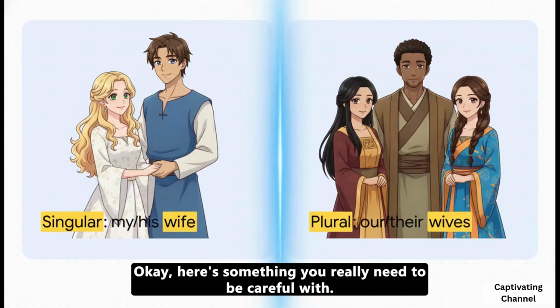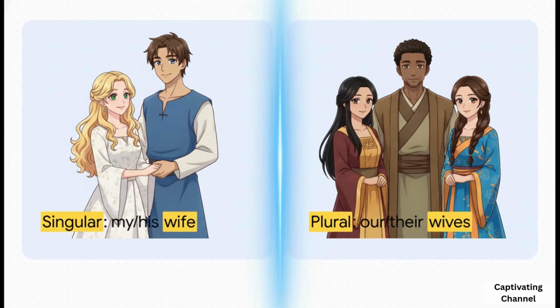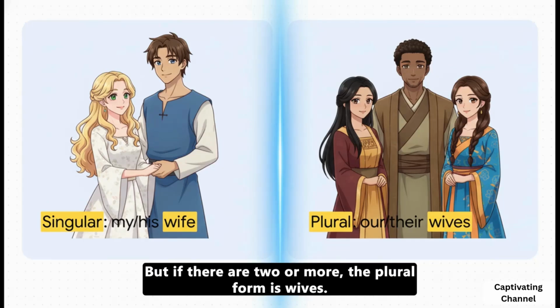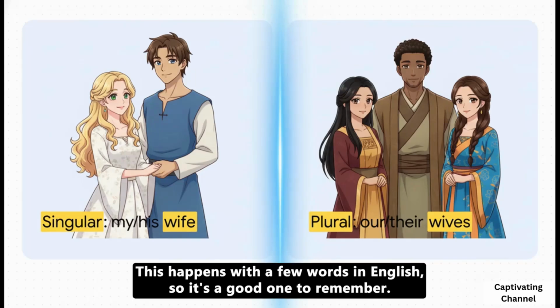Okay, here's something you really need to be careful with. Singular and plural forms. This is a very common mistake. For example, we say 1 wife, but if there are 2 or more, the plural form is wives. See how the spelling changes? The FE sound becomes VES. This happens with a few words in English, so it's a good one to remember.